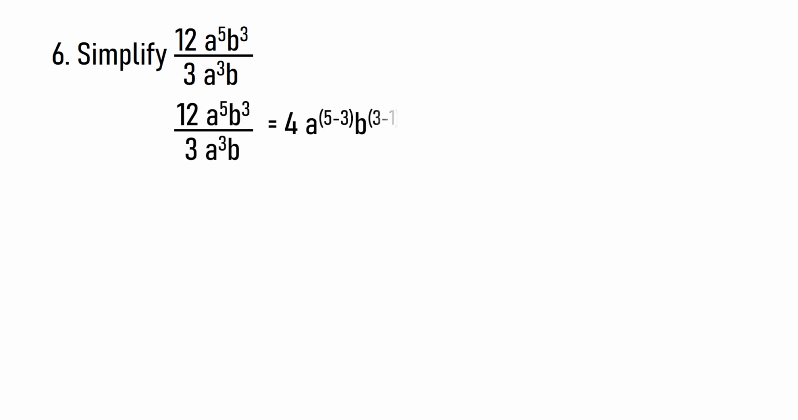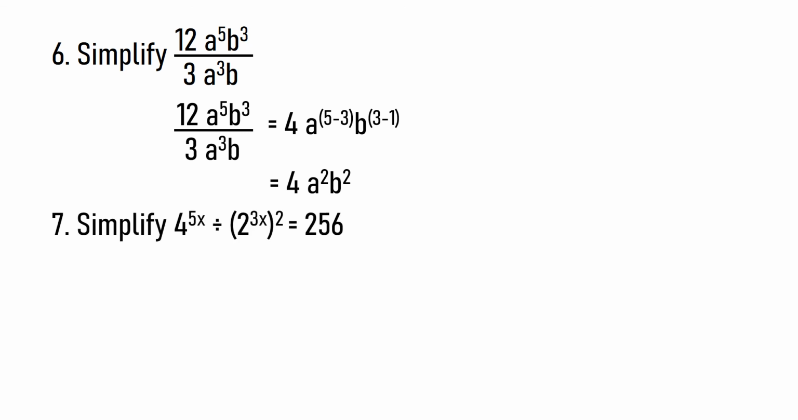This becomes 12 divided by 3 is 4, but then we have a power 5 divided by a power 3, which means we take a common base, which is a, and subtract the powers. So 5 minus 3. Then b raised to power 3 minus 1. This becomes 4a squared b squared.